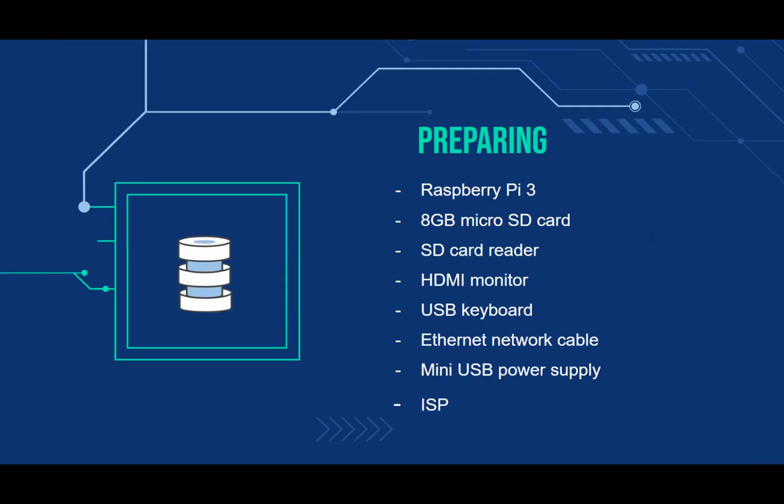So to prepare for this, some of the things that we needed, some of these things we already had. For example, we used the Raspberry Pi 3, an 8 gigabyte micro SD card minimum, and then also an SD card reader, an HDMI monitor, keyboard, an internet cable, and a power supply, and of course, an internet provider.